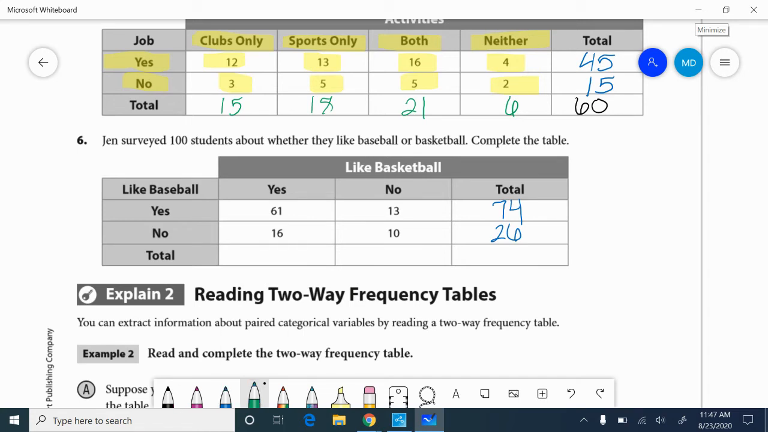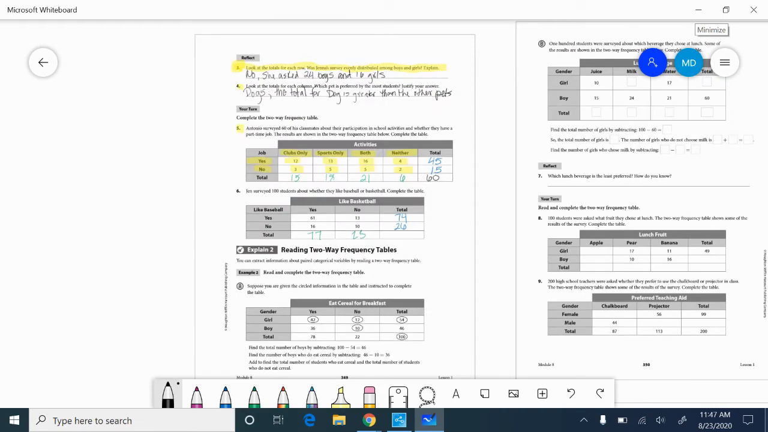I'm going to add my column. 61 plus 16 is 77. 13 plus 10 is 23. And I want to make sure that this last box here has to be the same value. So if I add 74 and 26, or if I add 77 and 23, it should have the same sum, which is 100.